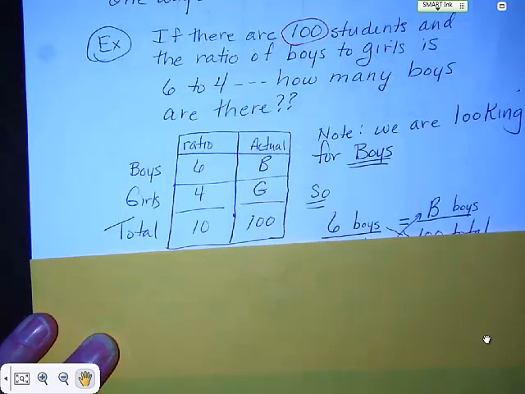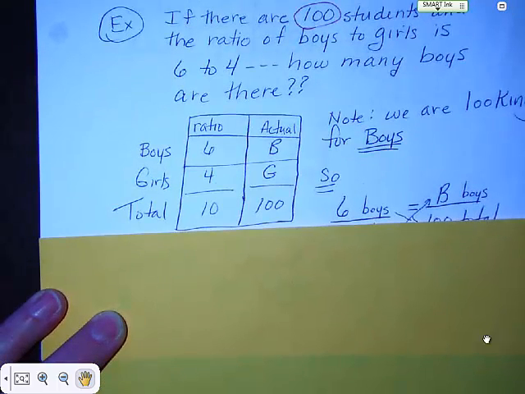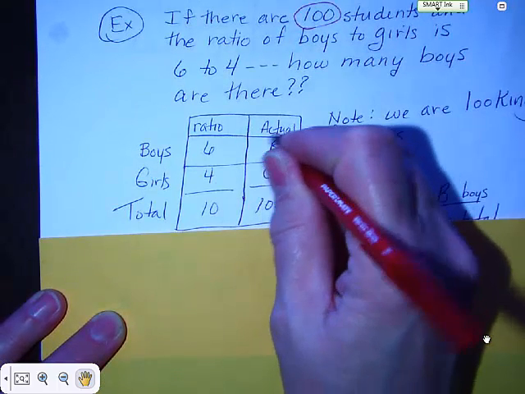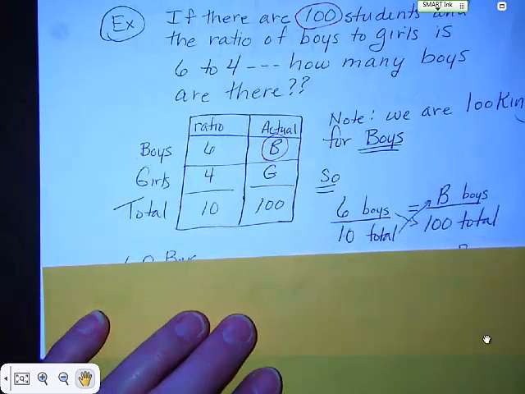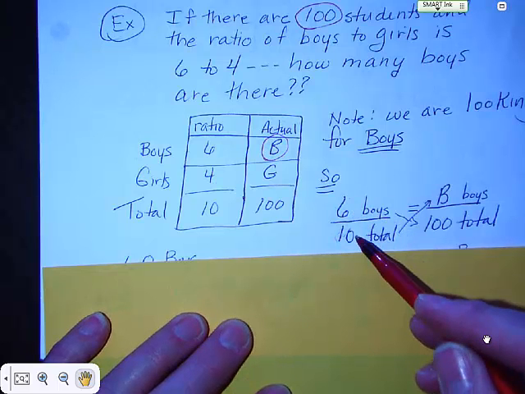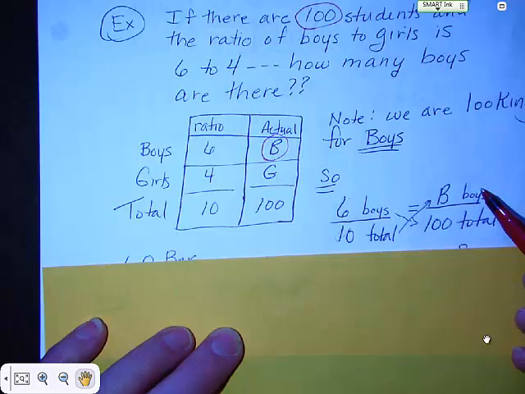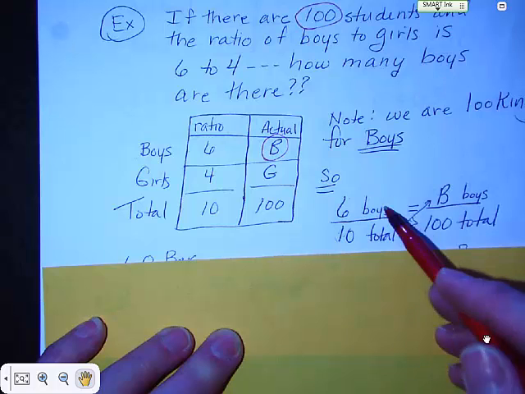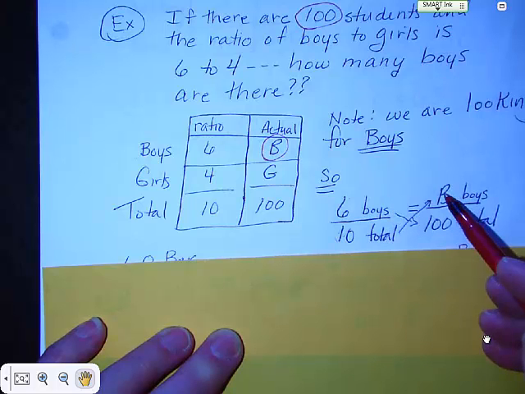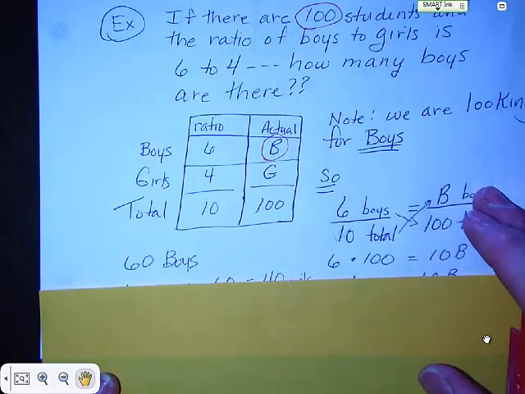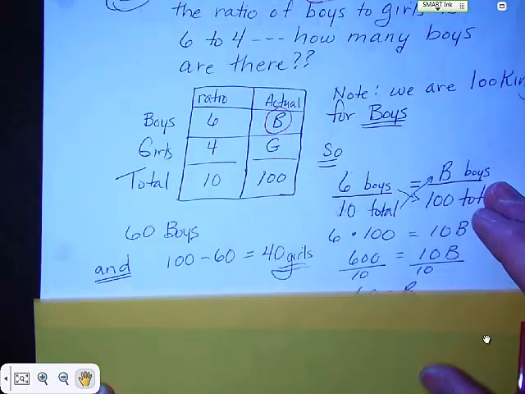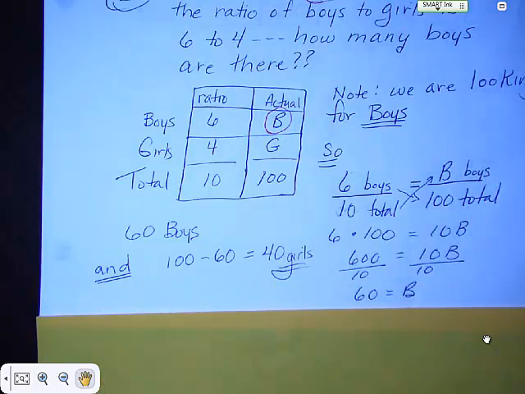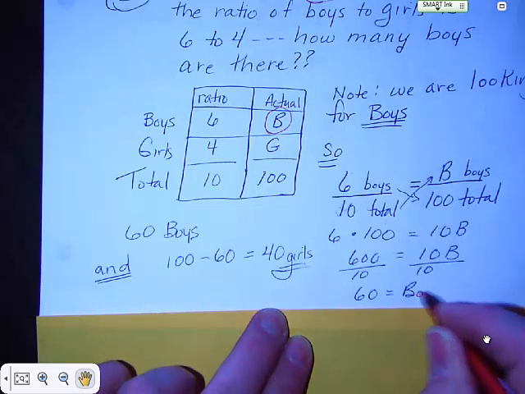Okay? Now, after that, you're familiar with how to solve these because you're looking for boys. So this is your missing variable right there. That's what you're looking for. So you can set it up just like this. 6 boys to 10 total is equal to B boys, we don't know how many, to 100 total. 6 times 100 equals 10 times B, okay? And when you divide both sides by 10, you end up with B equals 60, or 60 boys. So your answer is 60 boys.